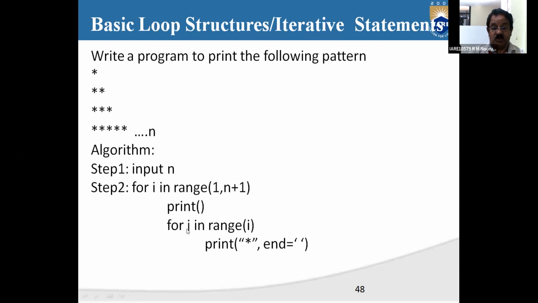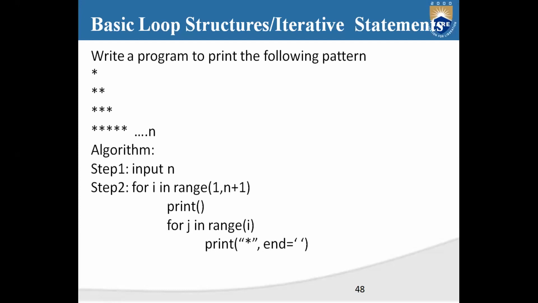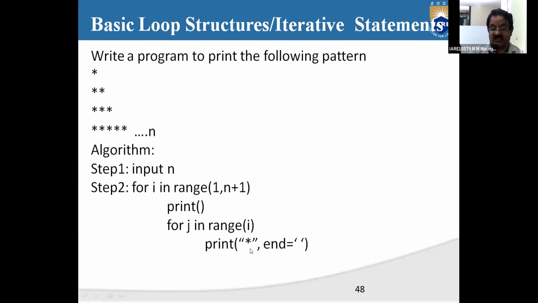Then it will enter into the inner for loop. What is the inner for loop that you have given? For j in range i. What is the value of i now? 1, sir. They're saying 1. So it's going to print an asterisk, one time, on the first line.